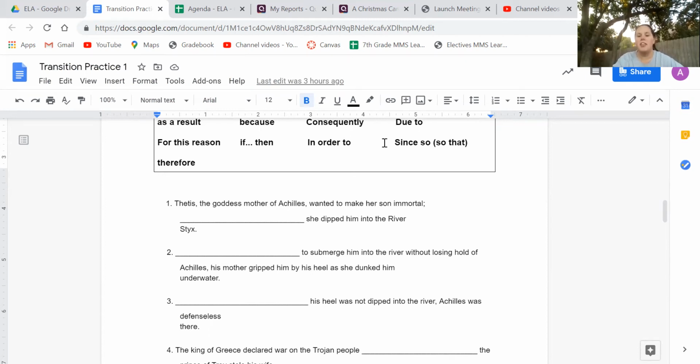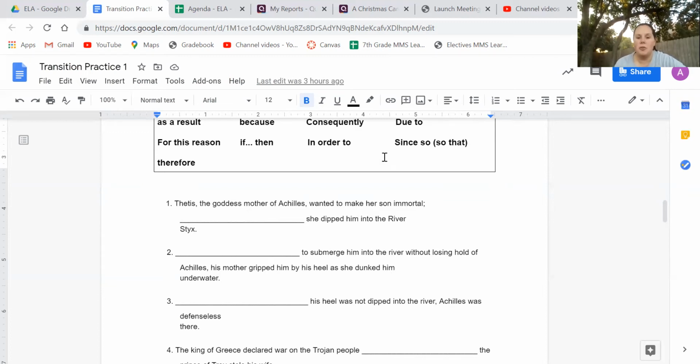Try another one. Then we have due to. Due to submerge him into the river without losing hold of Achilles, his mother gripped him by his heel as she dunked him underwater. Does that make sense? Okay. For this reason to submerge him into the river without losing hold of Achilles, his mother gripped him by his heel as she dunked him underwater. Does that sound right? Try the other one.